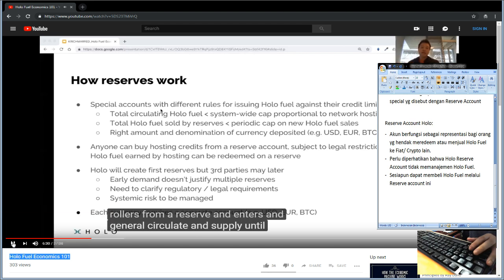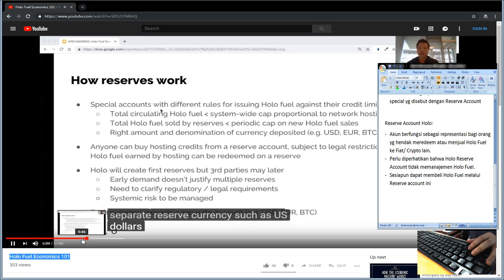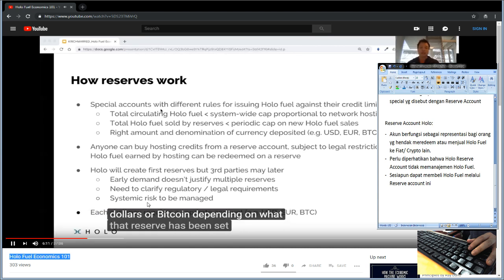Balik lagi ngomong supply until it's spent on hosting. And at that point, the host can either sell it on an exchange or redeem it. No. An accepted reserve currency, such as US dollars or Bitcoin, depending on what that reserve has been set up to accept. Now, anyone can buy Holo Fuel at a reserve account, but only Holo Fuel earned through hosting can be redeemed there. And this creates a circular flow where new Holo Fuel is bought from a reserve and enters the general circulating supply until it's spent on hosting. And at that point, the host can either sell it on an exchange or redeem it.